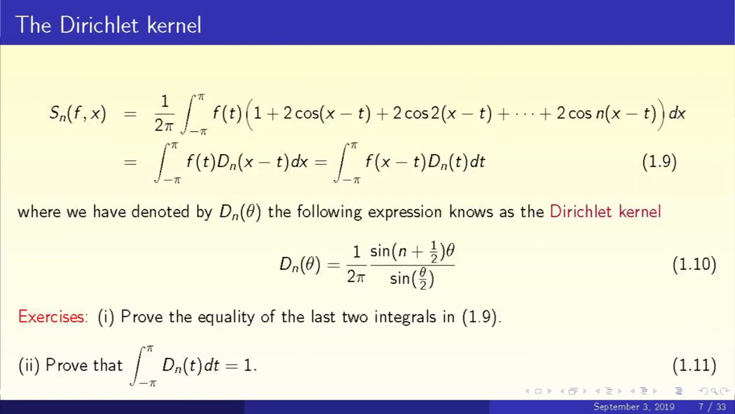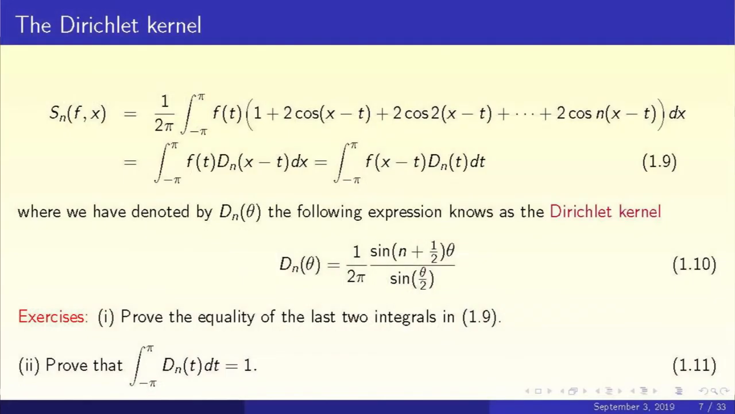With these integral formulas, Sn f(x) takes the form 1 upon 2 pi times the integral from minus pi to pi of f of t into (1 plus 2 cos (x minus t) plus 2 cos 2 times (x minus t) plus etc. plus 2 cos n times (x minus t)) dt. Where do these 2 come from? Remember that in a0 the integral was 1 upon 2 pi times the integral from minus pi to pi, and for aj's and bj's the factor was 1 upon pi. So that's how the 2 comes in.